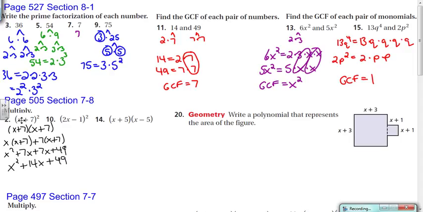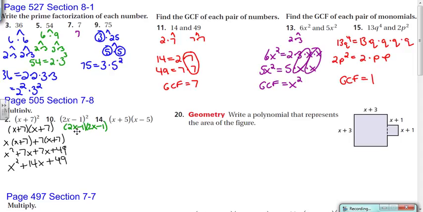You could have done the shortcut, which says just square the first term, which will give you x squared. Then multiply the two terms together. So x times 7 is 7x, double it, you get 14x. And then square the last term, you get 49. So if you recognize the shortcut, you could have done that too.